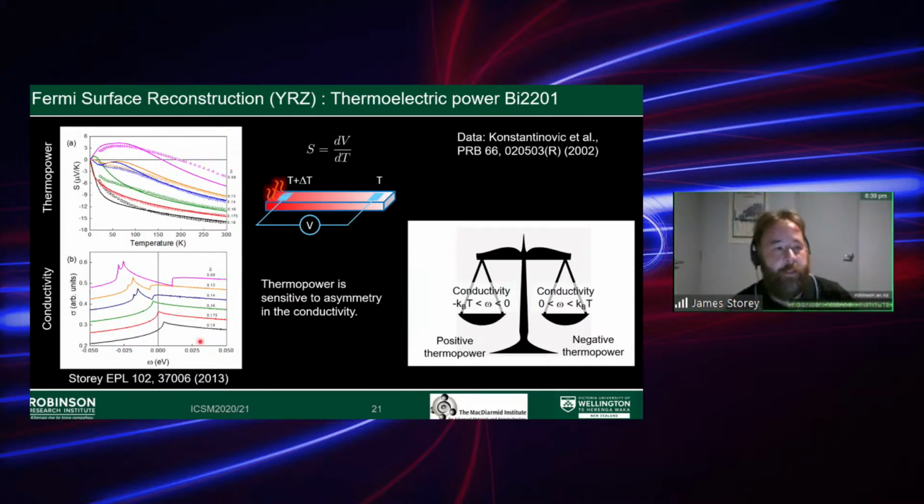The particle-hole asymmetry becomes relevant when we want to look at thermoelectric power measurements, because that observable is sensitive to asymmetry in the electrical conductivity about the Fermi level. So put simply, if our conductivity below the Fermi level is larger than the conductivity above the Fermi level, we'll get a positive thermopower, and vice versa. And the energy range that we add to our scales here depends on temperature.